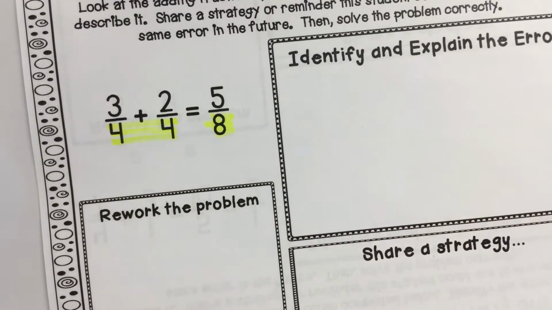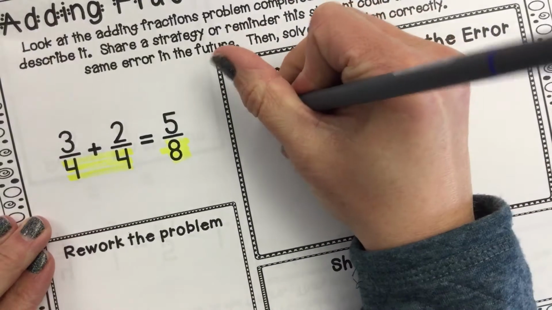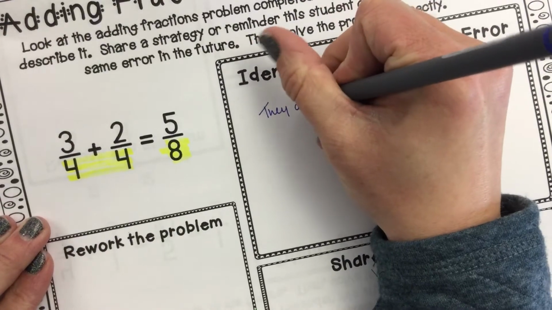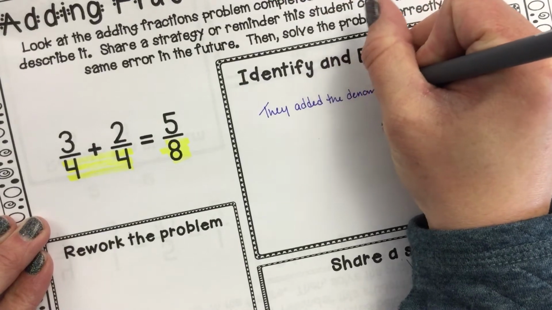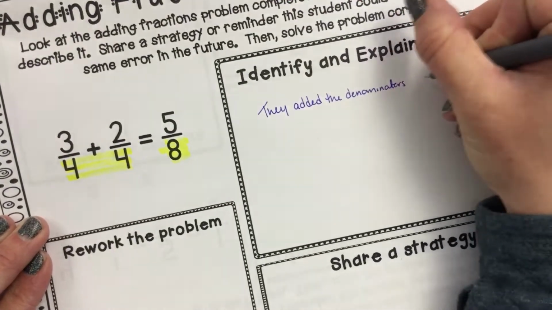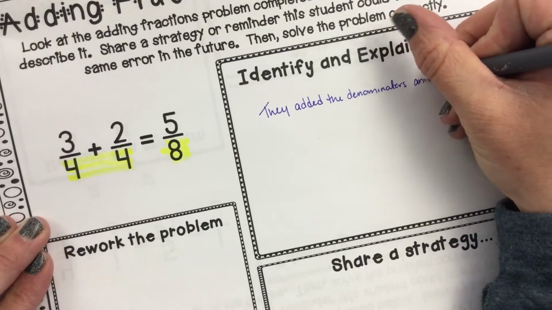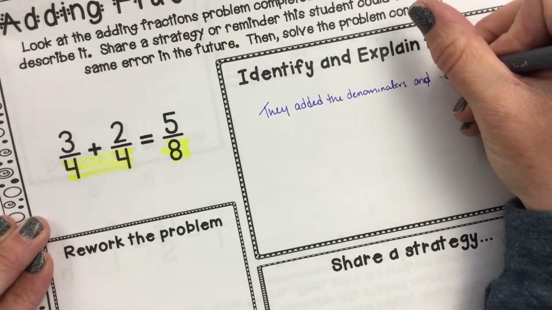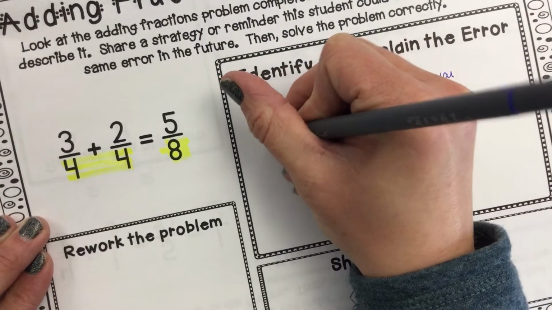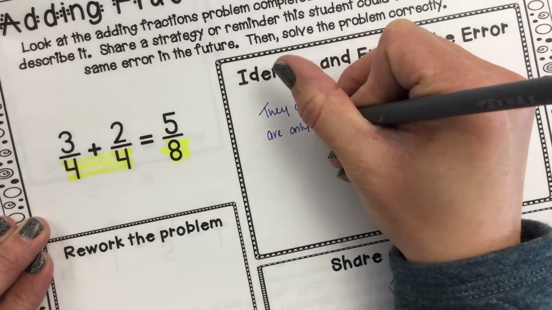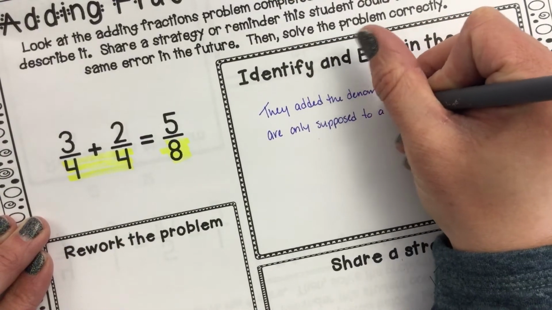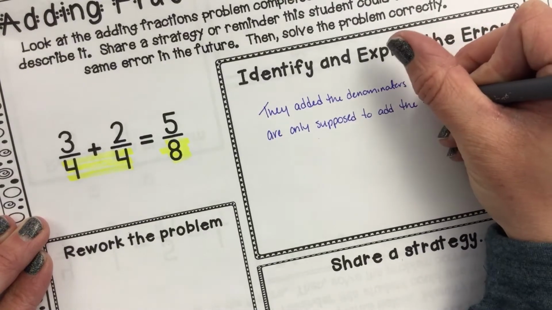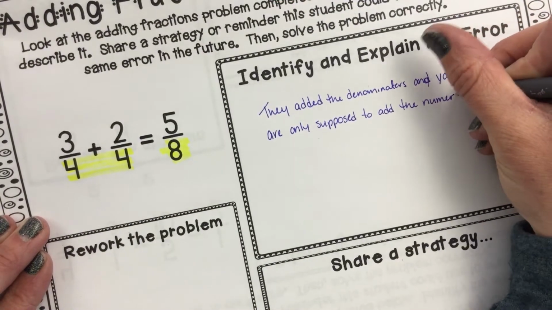But then over here, you're going to identify and explain the errors. So what was the mistake? They added the denominators, and, oops, you are only supposed to add the numerators.